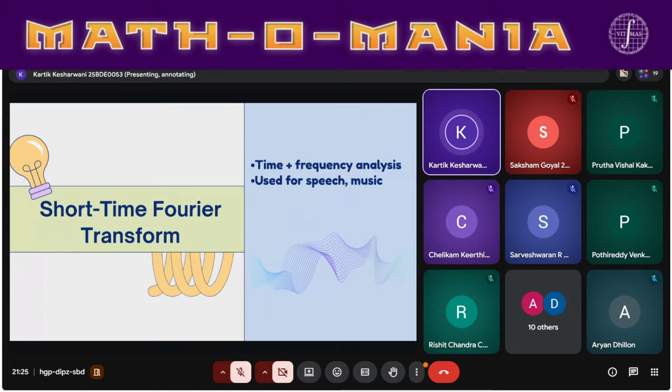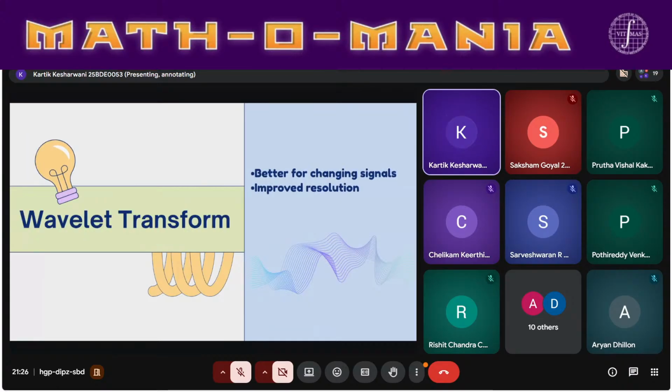However, there's a limitation here as well. The window size is fixed, which means we have to compromise between time resolution and frequency resolution. A small window gives good time resolution but a poor frequency resolution, while a large window gives good frequency resolution but poor time resolution.